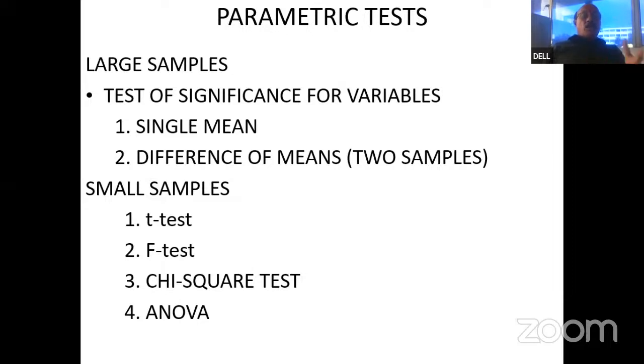So one is single mean, variable related, and difference of means, that means related to the 2 samples. Then in small sample, we are going to study t-test, f-test, chi-square test, and ANOVA. These are mostly used in life sciences and biostatistics related analysis purposes.